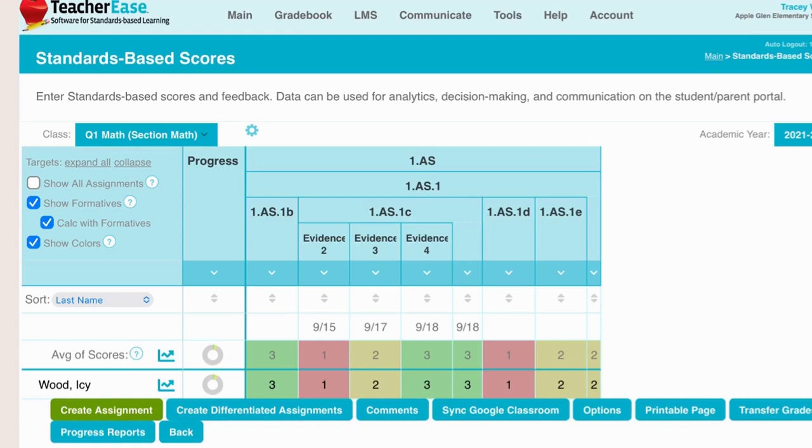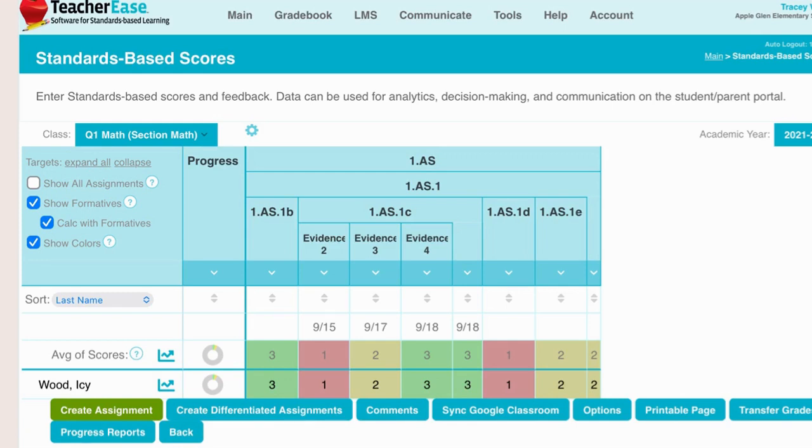So you can see just the evidence that's being calculated into that learning target score. So in this case, for learning target 1AS1C, there are 3 pieces of evidence calculating into the score. They are at a level 1, a 2, and a 3. Because there is no mode, there is a tie, the system will use the most recent piece of evidence as the tiebreaker, and the student is getting a 3 on this learning target at this time.